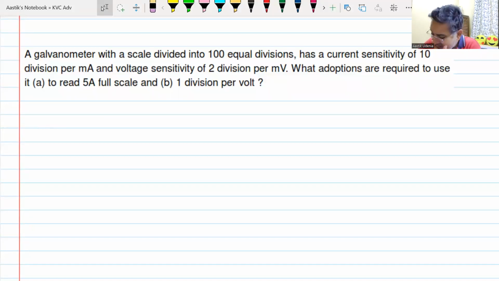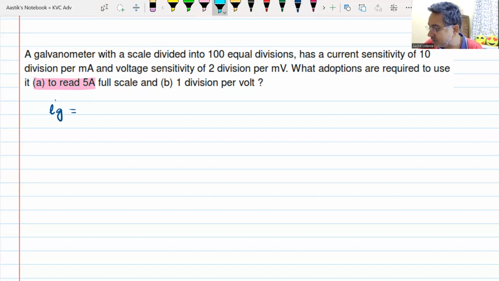So how are we supposed to solve this? You have to convert this into an ammeter whose full scale reading should be 5 amps. You have to get the value of the shunt resistance. But to get the value of shunt resistance, you have to find out the value of the galvanometer resistance. How are you going to find that out? Ig is the full scale deflection current of the galvanometer. Do you know how much it is? 10 milliamperes.